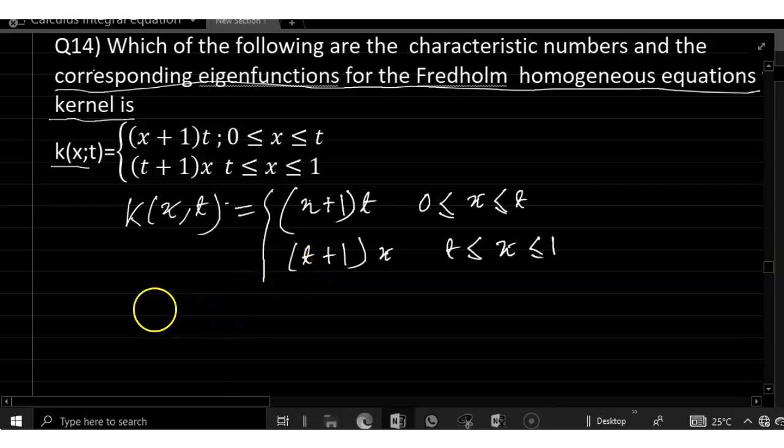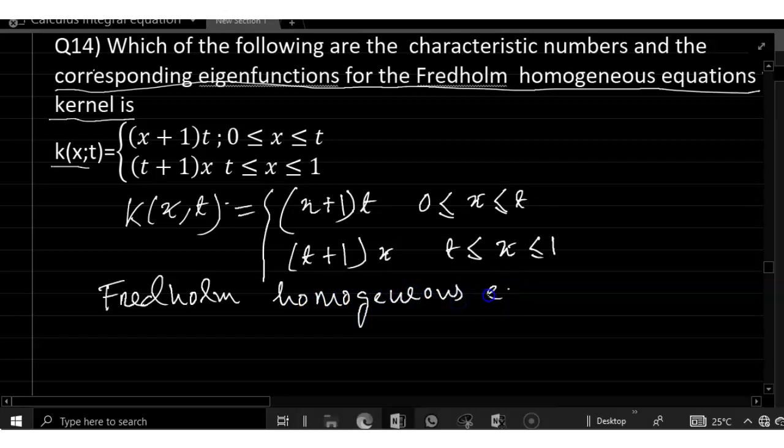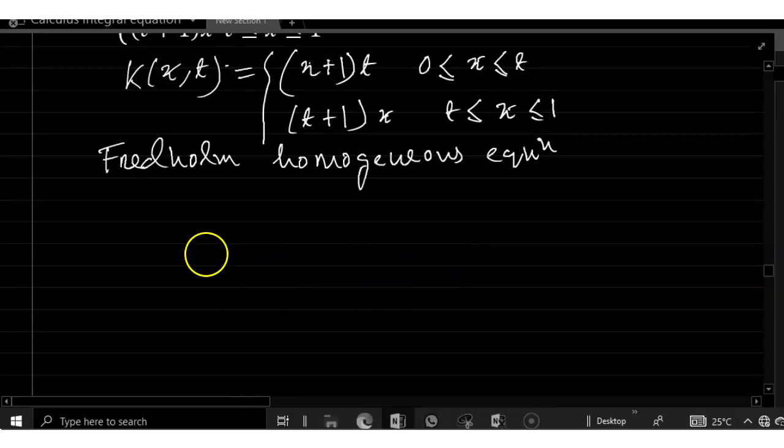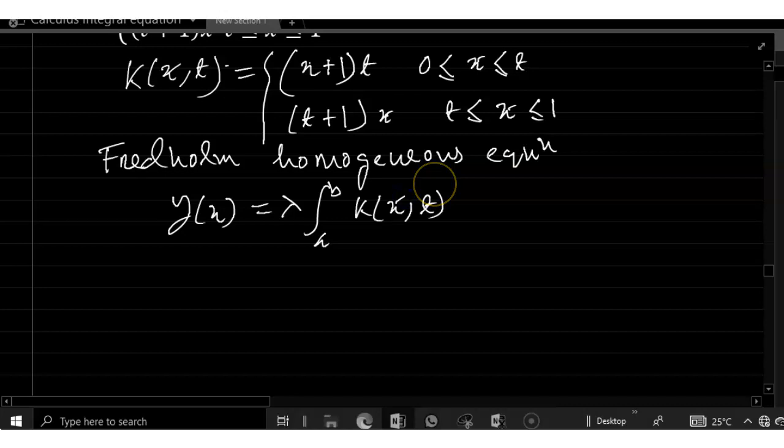So this is my Fredholm homogeneous equation. Fredholm homogeneous equation: y(x) equals to lambda integral a to b of k(x,t) y(t) dt.